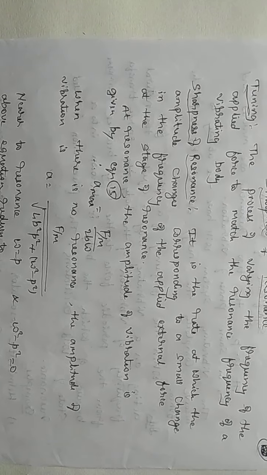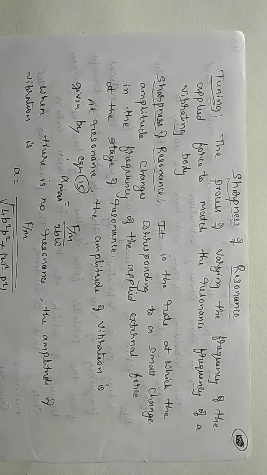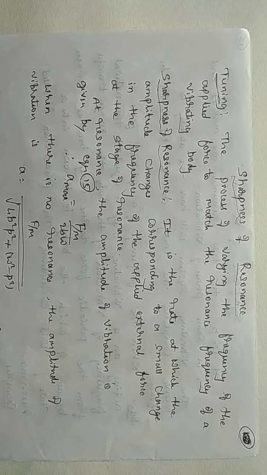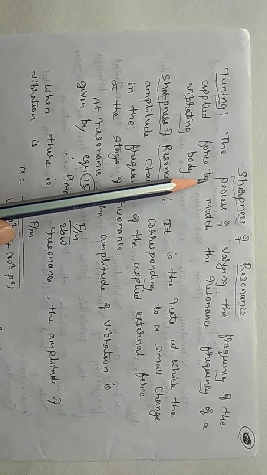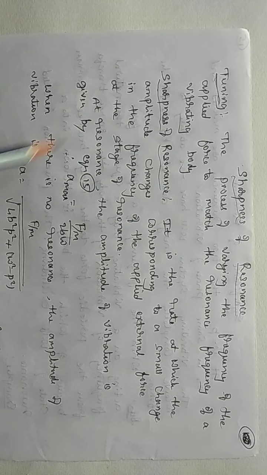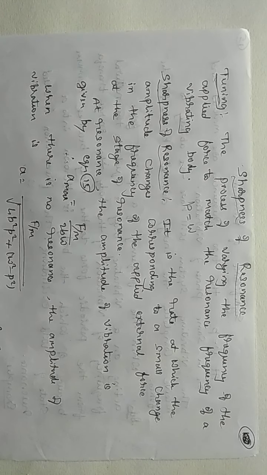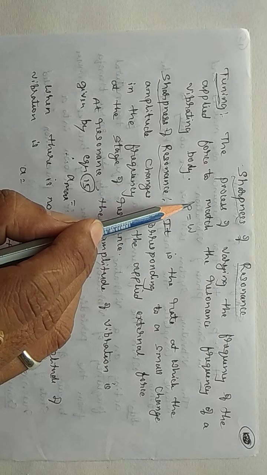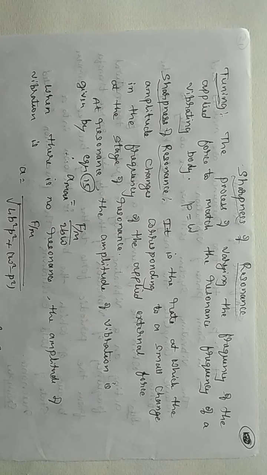With these examples, next we will move to the sharpness of the resonance. How are we going to define the sharpness of the resonance? Before that, we are supposed to know the meaning of tuning. It is a process of varying the frequency of the applied force to match the resonance frequency of the vibrating body. It means we are once again making P equal to omega. P means the external frequency. We try to match it with omega. That process we call tuning.